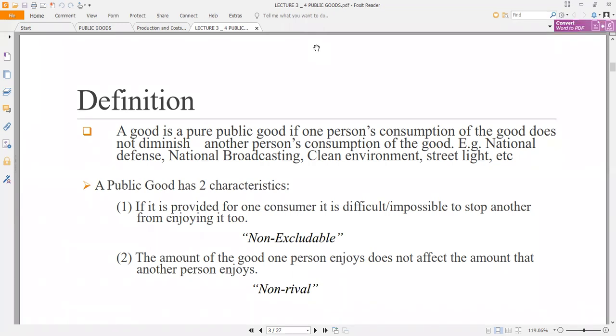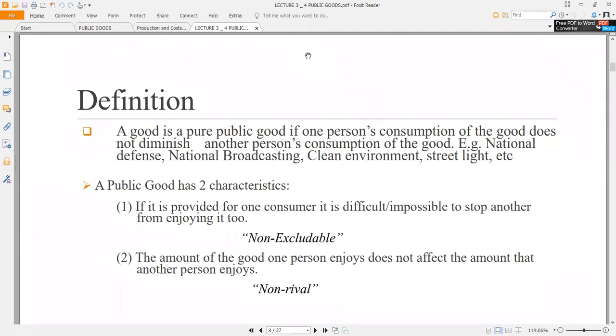You cannot prevent one person from consuming it. So far as the good has been provided, it has been provided for all. Okay, there's no way after the production of a street light that we can tell some people that they shouldn't enjoy the street light. Just a few people should do that. No, you cannot group the society into two and prevent some from consuming. So these are the two basic characteristics of a public good.